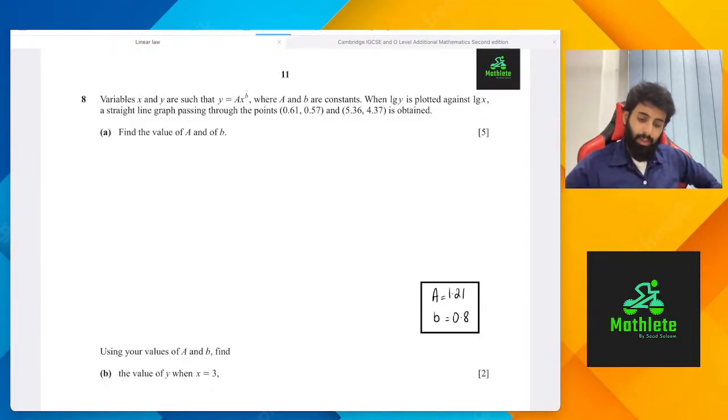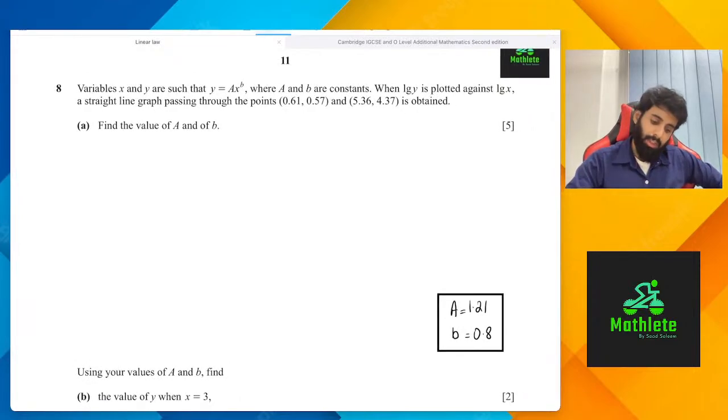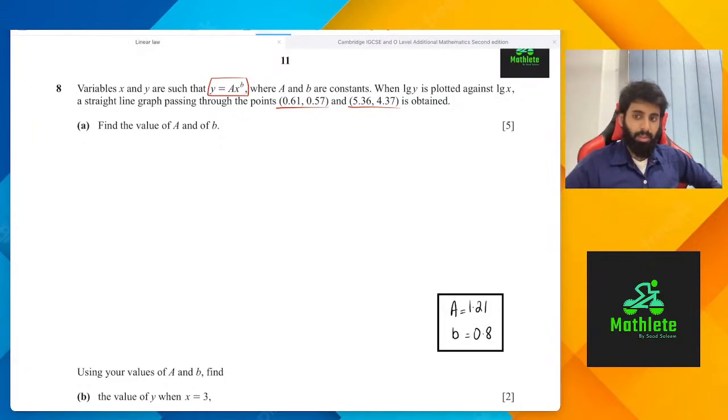So it says over here, variables x and y are such that y is equal to ax to the power b, where a and b are constants. When LGY is plotted against LGX, a straight line graph passing through the points (0.61, 0.57) and (5.36, 4.37) is obtained. Find the value of a and b. Yes, these videos will be available as recordings, so you don't have to worry about that.